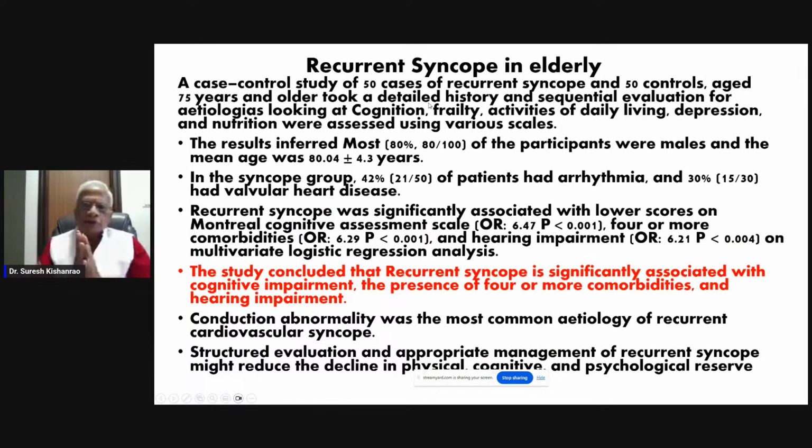Recurrent syncope is a common feature in the elderly, who need to be more careful. One study quoted of 70 cases with 50 controls has inferred that this occurs mostly in males, as 80% of the cases are seen in males and the mean age was 80 years plus. Therefore, you see people like me who have crossed 80 are some of the people at higher risk.